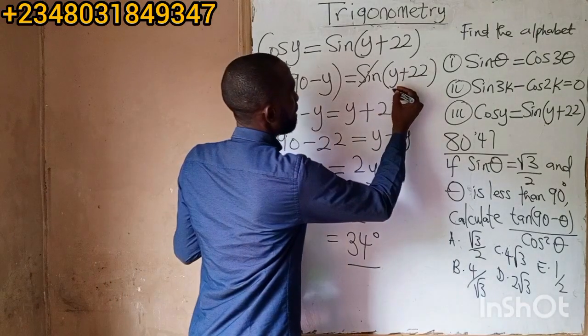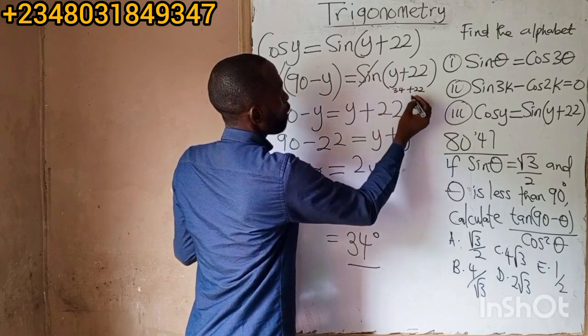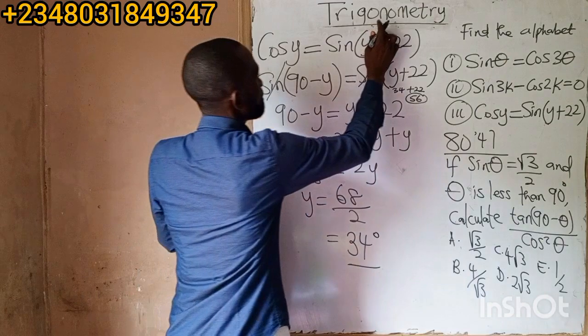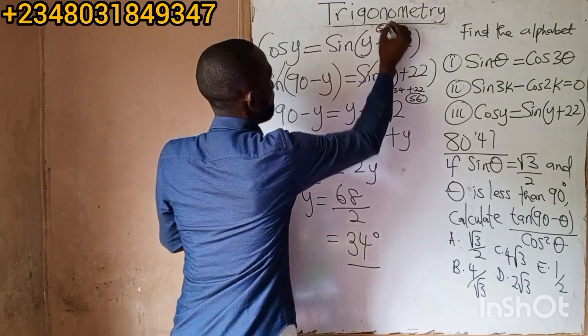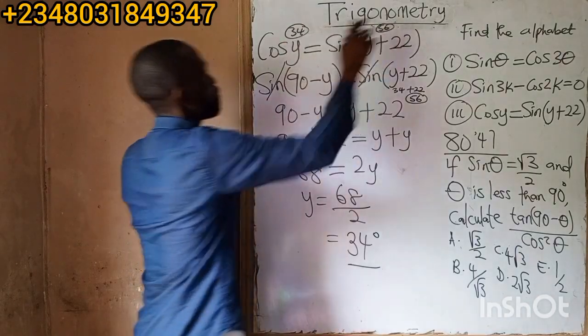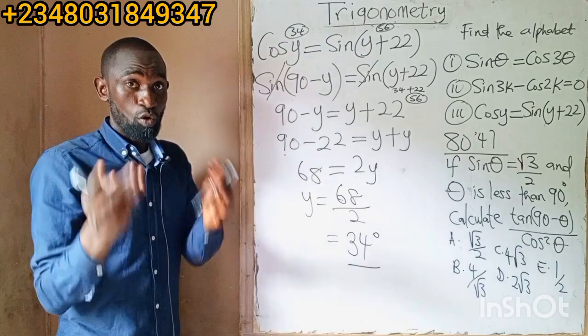I can confirm, like I told you. If you put 34 here, this will be 34 plus 22. What is 34 plus 22? That will be 56. And this is 34. 34 plus 56 will give us 90. So we are very correct. That's how to confirm.